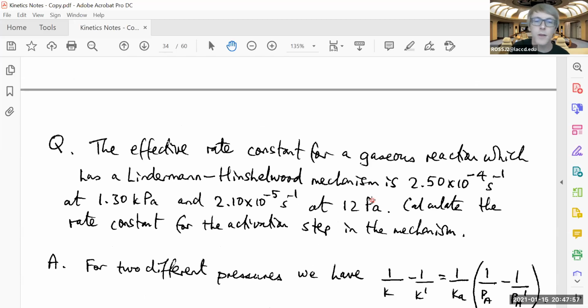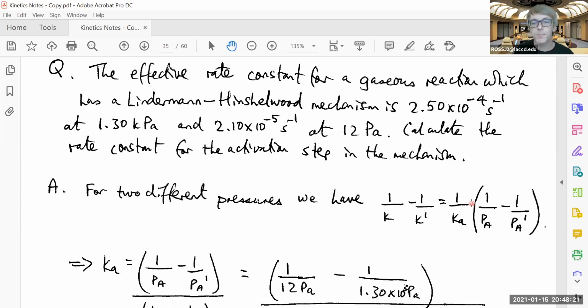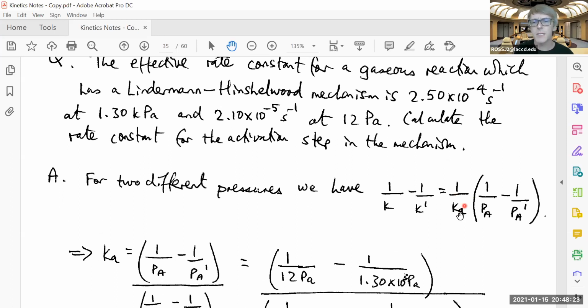Okay, so question. The effective rate constant for a gaseous reaction, which has a Lindemann-Hinshelwood mechanism, is 2.50 by 10 to the negative 4 reciprocal seconds at 1.3 kilopascal, and 2.10 by 10 to the negative 5 reciprocal seconds at 12 Pascal. Calculate the rate constant for the activation step in the mechanism. So the activation step is ka. We are given the k and the k prime, and the PA and the PA prime.